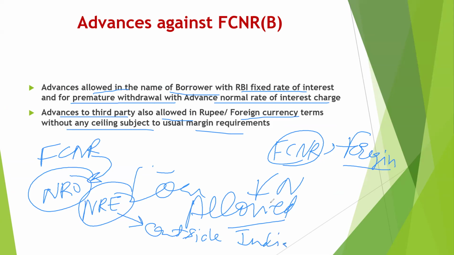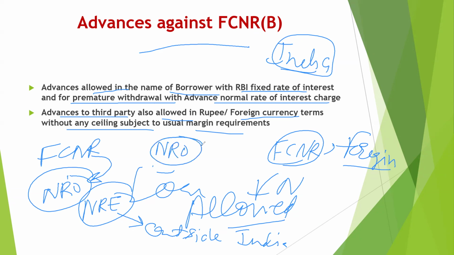Okay. This loan is permitted. Advance is permitted, but that fund should be used in India only. It should not be taken outside. And the credit proceeds, whatever amount comes from the loan against the FCNR deposit, will be credited in the NRO account. This you remember, NRO account always.